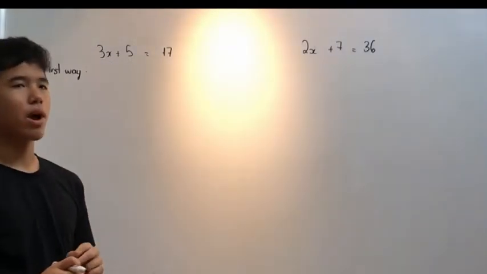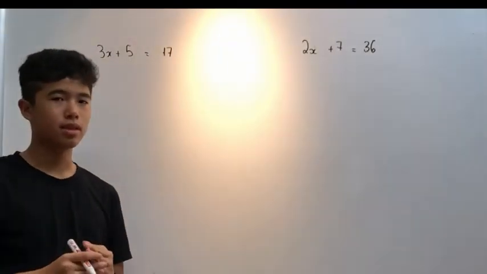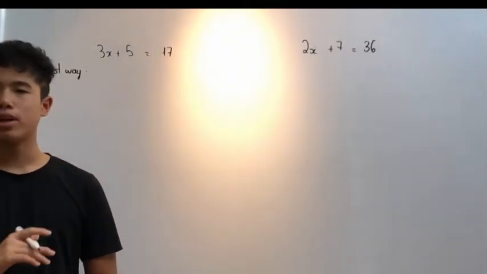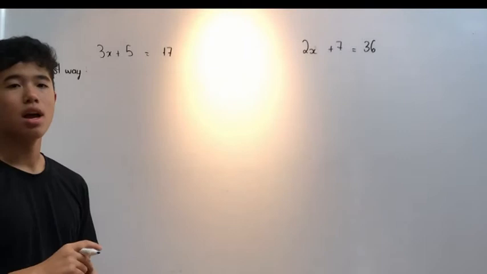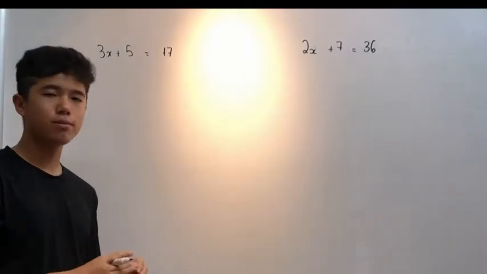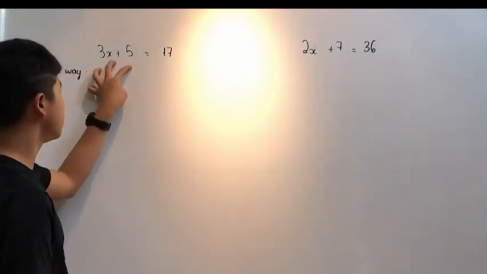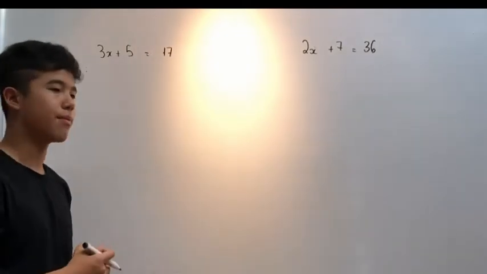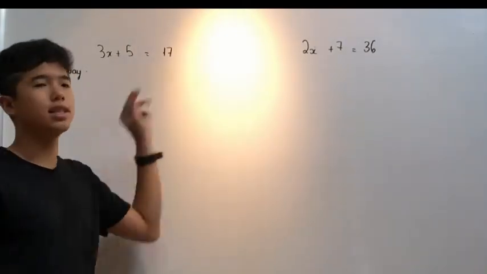First way is the way of eliminating numbers. Before getting to the first way, you must remember one thing. If you do something to one side, you must do the same with the other side, because the two sides are equal.